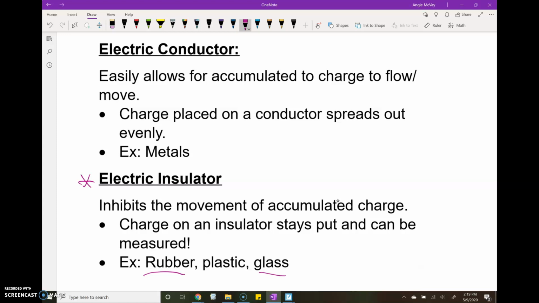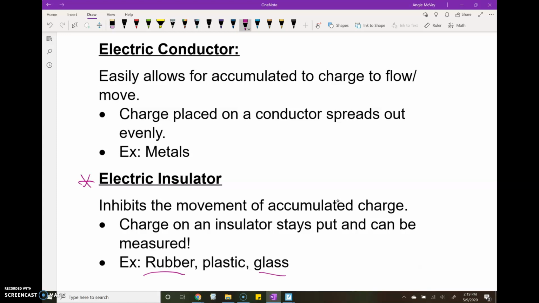This is a common misconception. Insulators inhibit the flow of charge. So that means charges can stay put and be measured or exert forces on other charged or neutral objects. So that's what we were seeing.